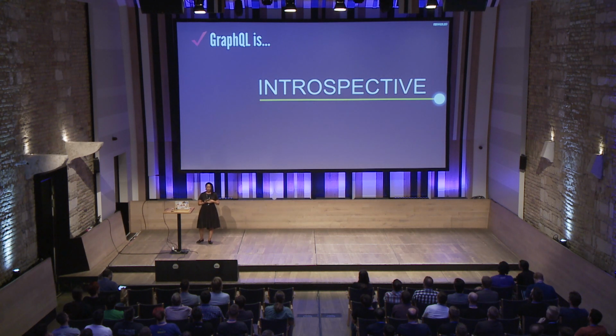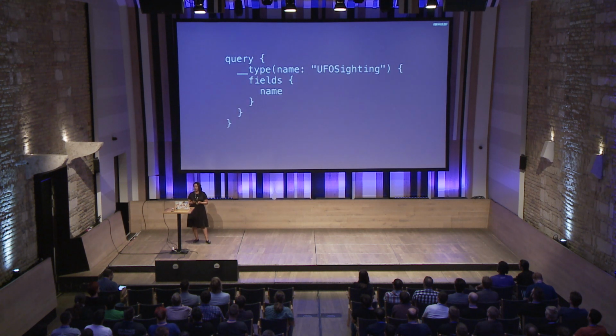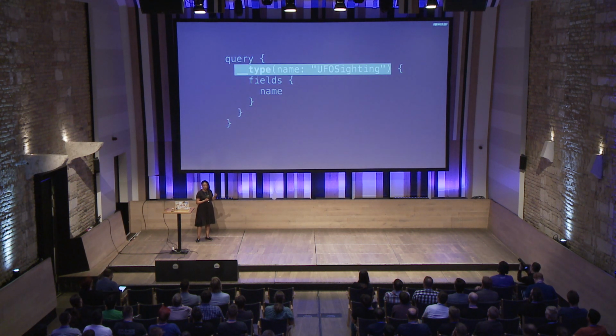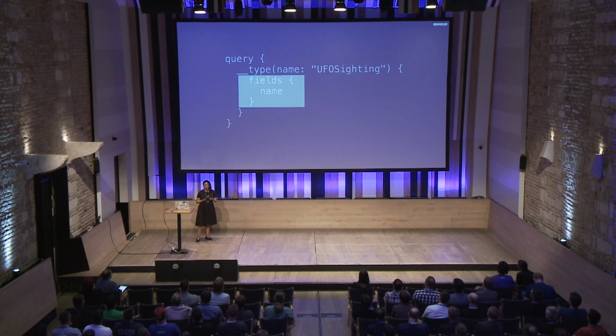So the next thing about GraphQL is that it's introspective, right? It's not a word we hear all the time, but it basically means that GraphQL itself is queryable, okay? Now what does that mean? This is an example of an introspection query. Just like before, we see that it starts with the word query, but what's different now is we have this meta field, which is __type, which allows us to get information about our schema that we've created. So here I say, I'm interested in that UFO sighting object that you have, and I actually want the names of all of the fields.